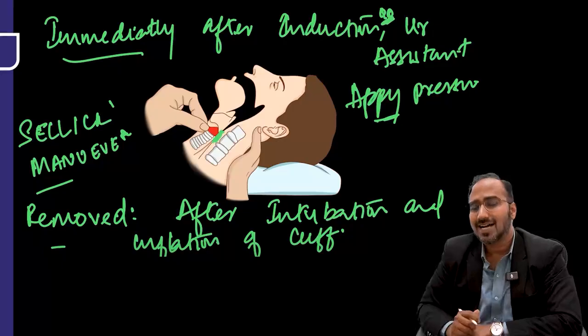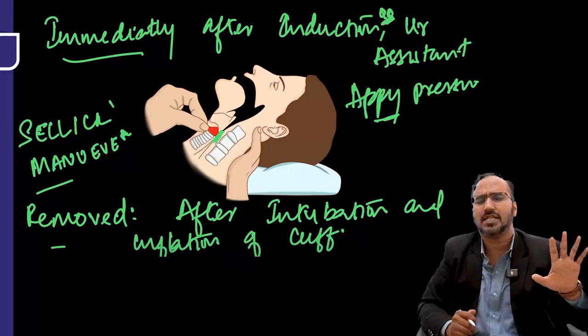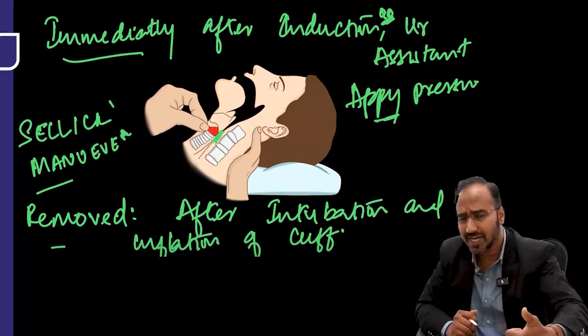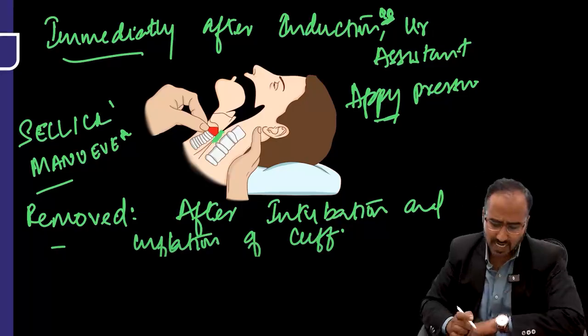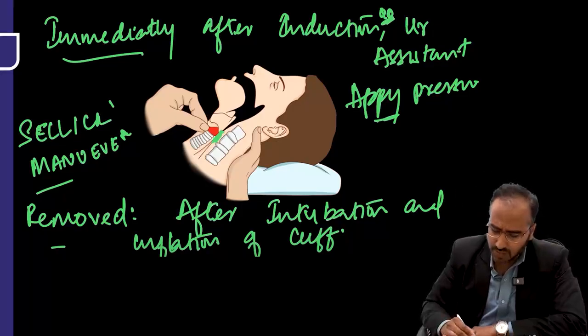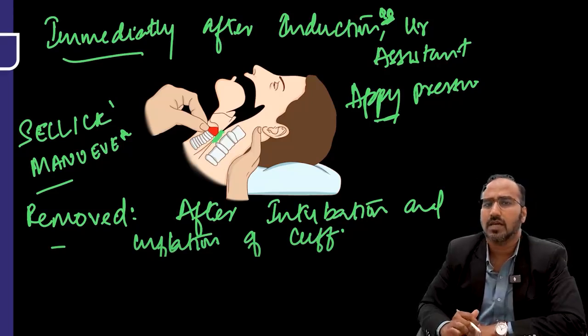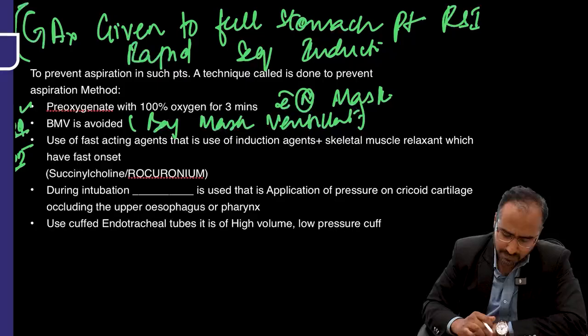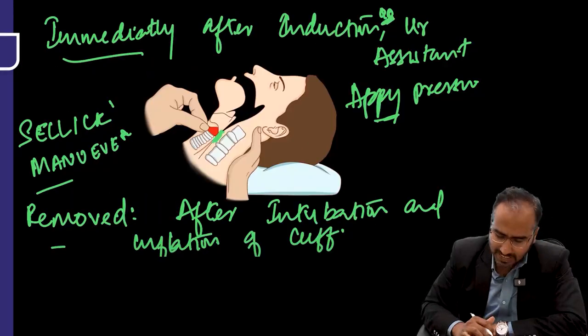Okay? These are the steps of rapid sequence induction. In rapid sequence induction, it's the same as general anesthesia, but here we pre-oxygenate the patient with a normal mask. Second, immediately after IV induction, we give what, guys? Sellick's maneuver. Do we give it, or the assistant? Assistant will give Sellick's maneuver. When you are applying and when you are removing is important, okay?